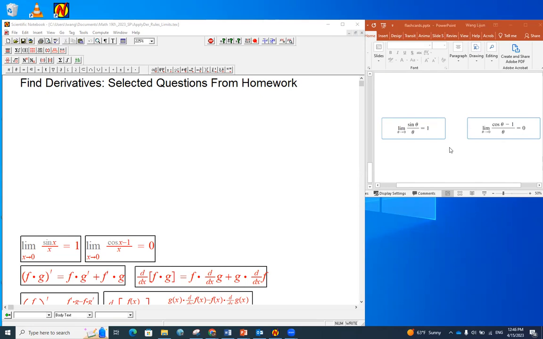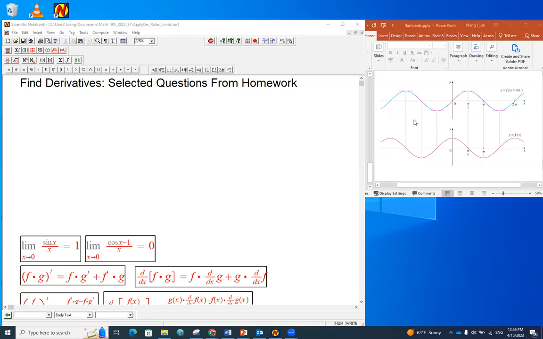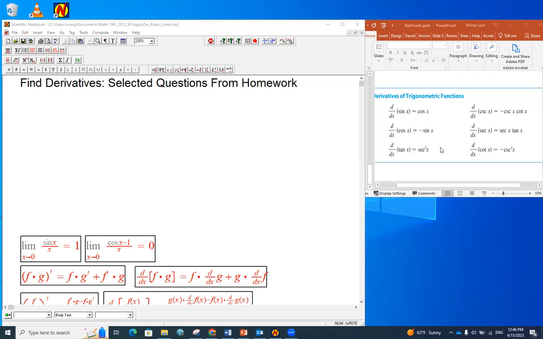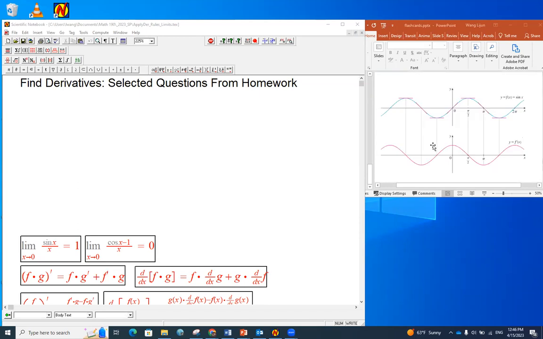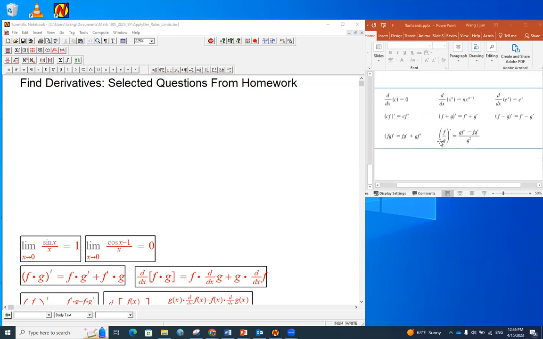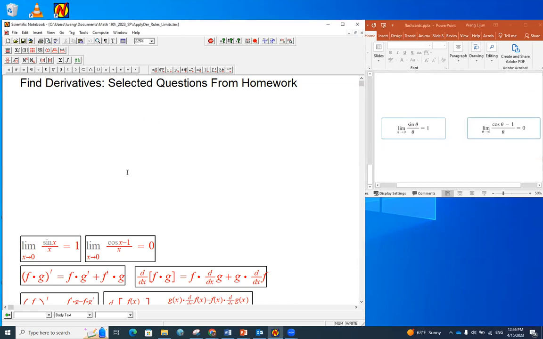These two limits are very useful limits. We use them to prove the derivative of sine and cosine, right? And the derivative of sine is cosine. And of course, we have derived the derivative of all the trig functions, all 6 trig functions. So this homework covers all of these contents, and this time we got to practice.